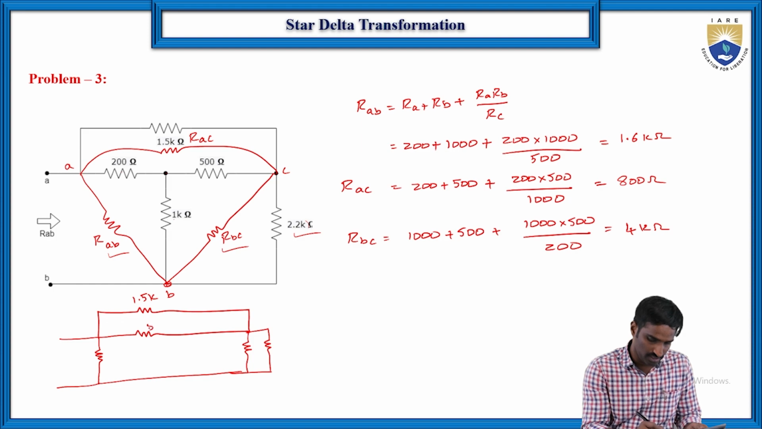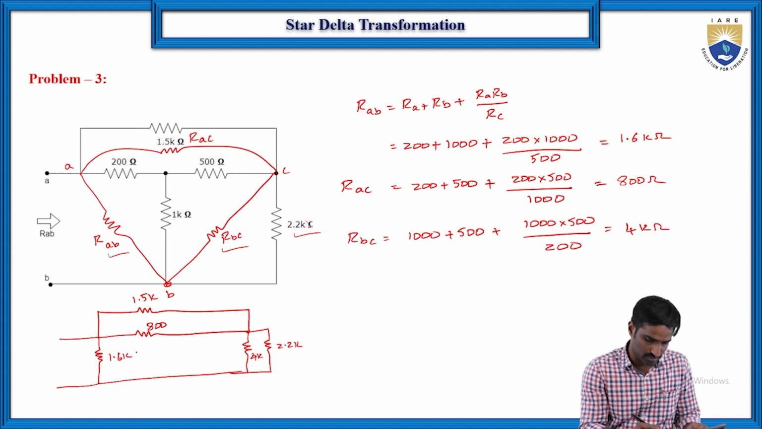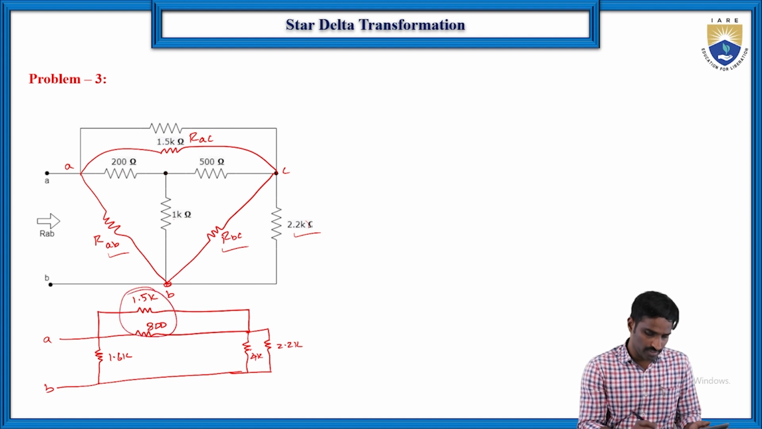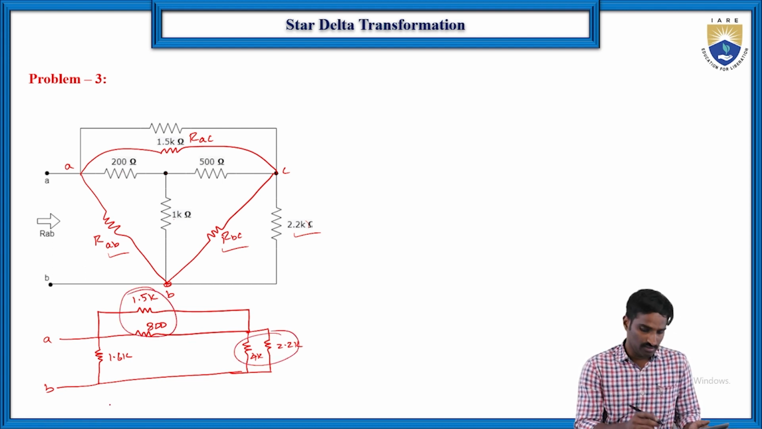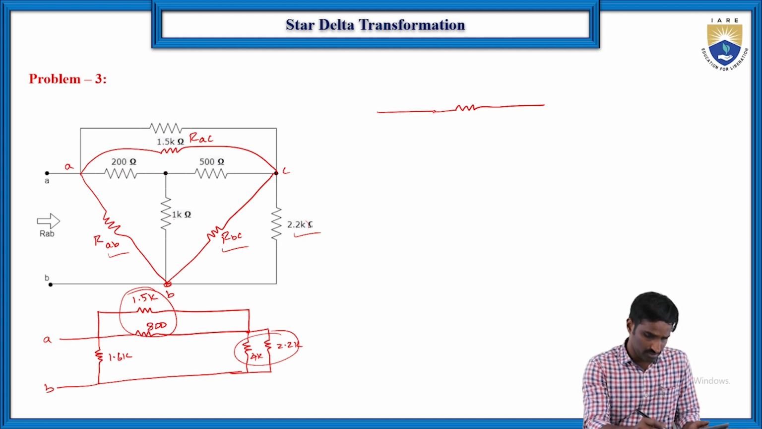RAC is 800 ohms, and RBC here it is 4K, and here it is 2.2K again, and here it is RAB, which is equal to 1.6K. So here A and B terminals. Now as you can see, these two are in parallel and these two are in parallel, right? Then here I'm just writing. So here you will be having one equivalent resistance, and here you are having as it is one more resistor, and here you will be having one more resistor.